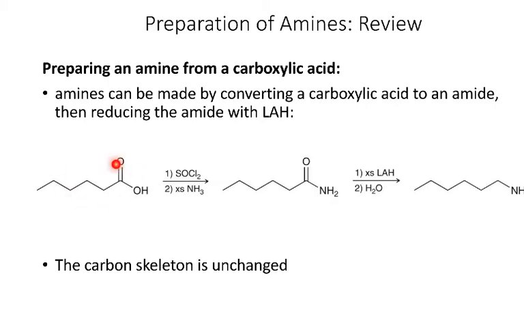If I have a carboxylic acid, I can convert that into the acid halide. Usually we do an acid chloride with SOCl2. I can then treat that with excess ammonia to give me the amide, and then I can reduce that with lithium aluminum hydride to give me the amine. So really, this slide should maybe be titled, How to Prepare an Amine from Carboxylic Acid Derivatives. I can do it from a carboxylic acid, from an acid chloride, or from an amide. It just depends on how many steps I need to use. The difference between this method and the previous one is this does not change the length of the carbon skeleton.